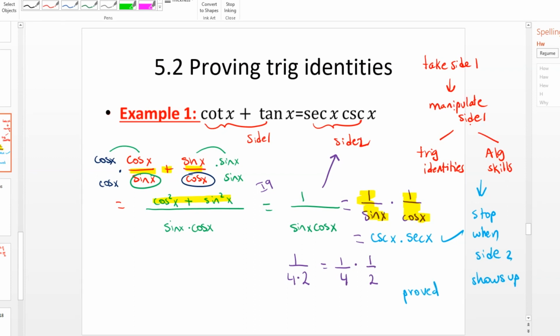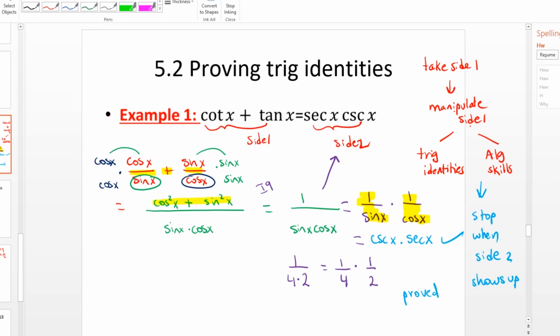In a separate video, I will show you example 2. If you want to practice more, it's on page 418. You can work on number 11.